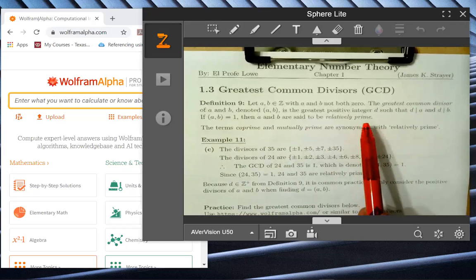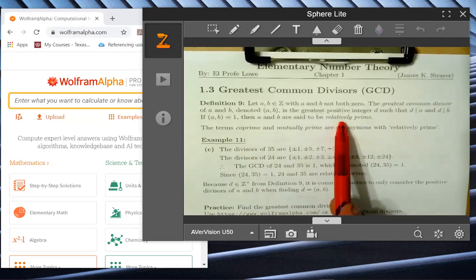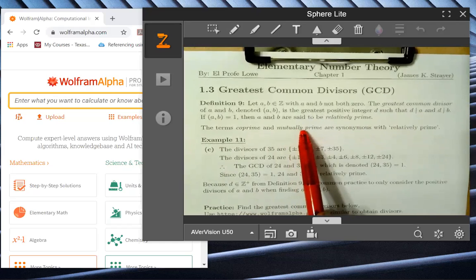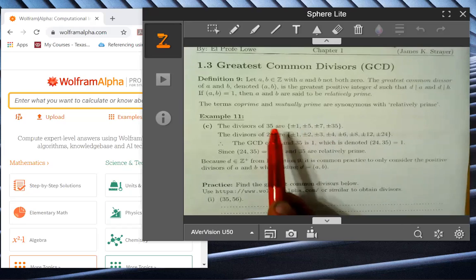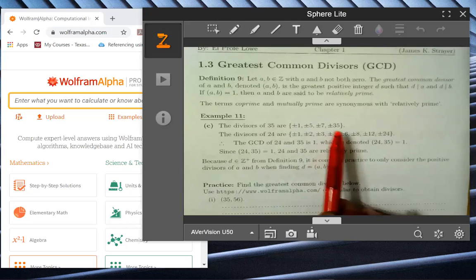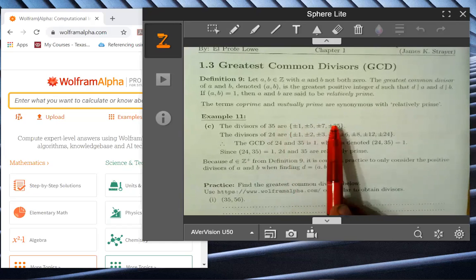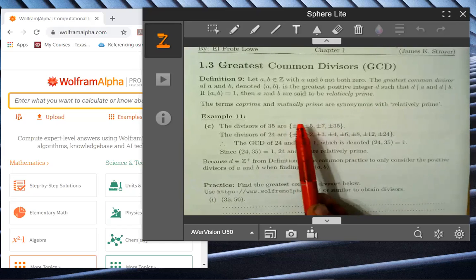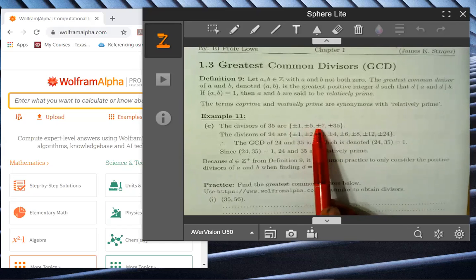So depending on where you're going to school, you may sometimes see the words coprime rather than relatively prime, or sometimes see the words mutually prime. Okay? So a short example: what are the divisors of 35? Well, a way to find the divisors of 35 is just to know your multiplication tables. We know that 1 times 35, 5 times 7, but I could have positive or negative for those divisors, because I could have -1 times -35, -5 times -7, or the positives of those.